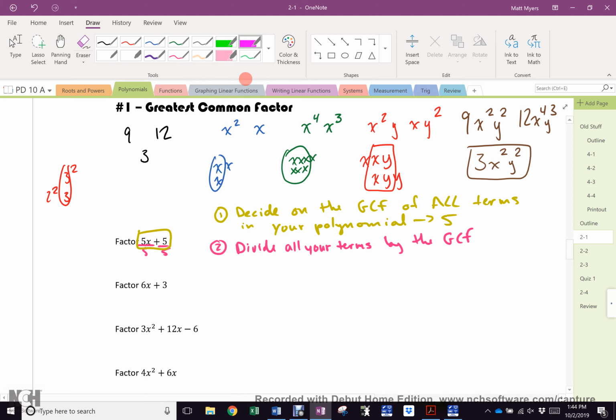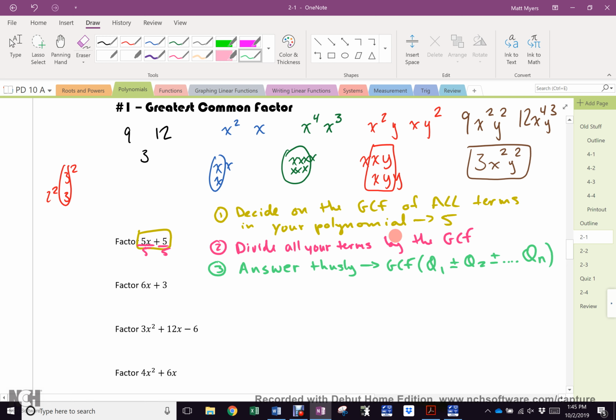And finally, answer thusly. You write the GCF, bracket, and then you write, what is the answer to a division question? Quotient. Right. Quotient 1 plus or minus quotient 2 plus or minus. When do you stop? When you run out of quotients. Quotient n.